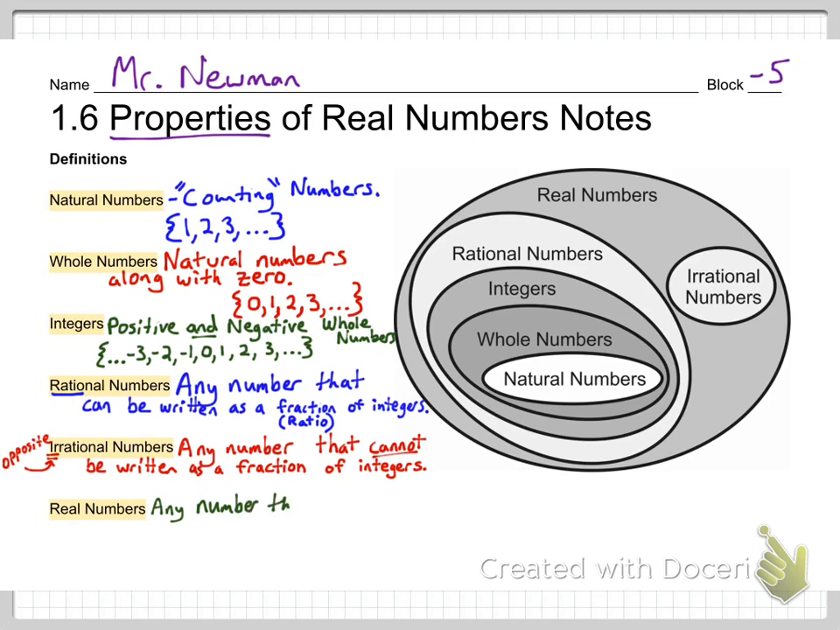Real numbers are any number that you can put on a number line, and that includes all the numbers above: natural numbers, whole numbers, integers, rational numbers, and irrational numbers. All those are our real numbers.